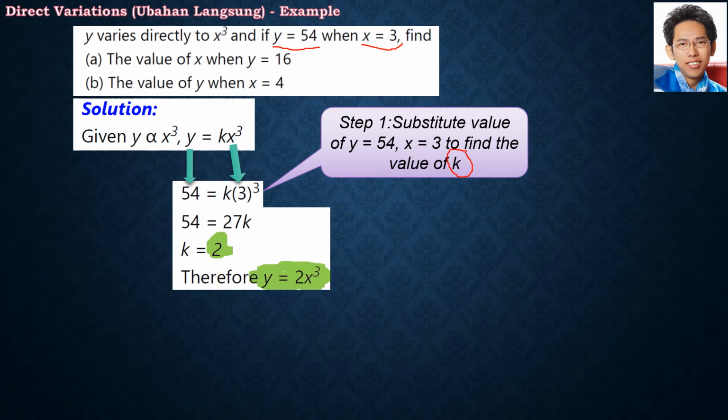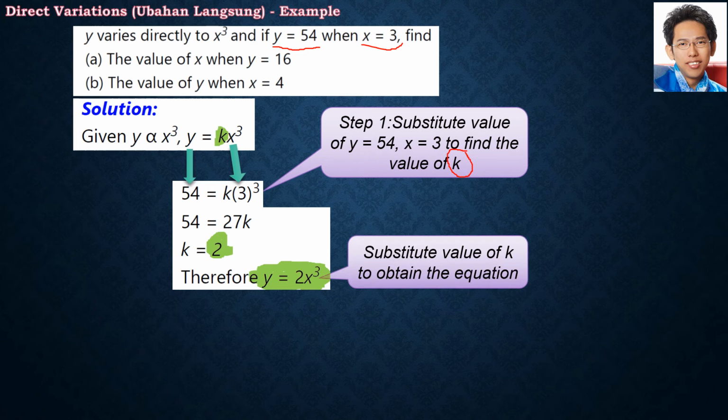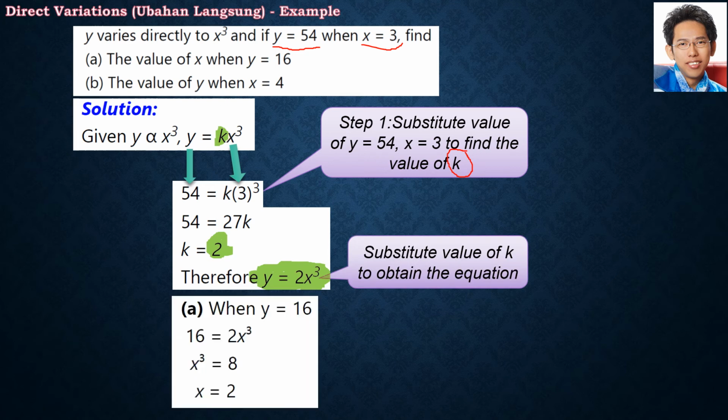We need to get the value of k. Okay, after we have the k, we put it here. So substitute the value of k to obtain the equation. After we have the equation, the next step is we answer the questions. So before that, we have not yet answered the questions; we only get the equation first. Okay, so after we have the equation, now we answer the question for part A.